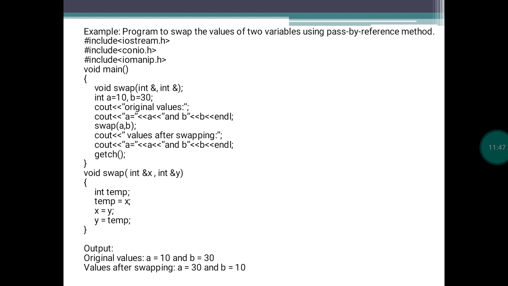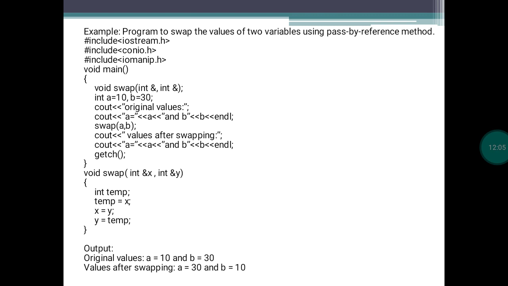So whatever the value is in x has been transferred into temporary, then x is empty. Then x is equal to y. Y means B. B is having how much? 30. So data 30 will be transferred into x. So now x is having 30. Then now y is empty.